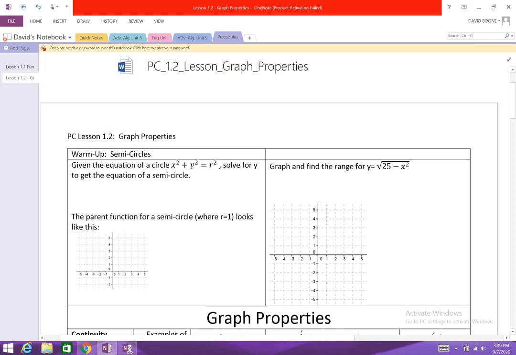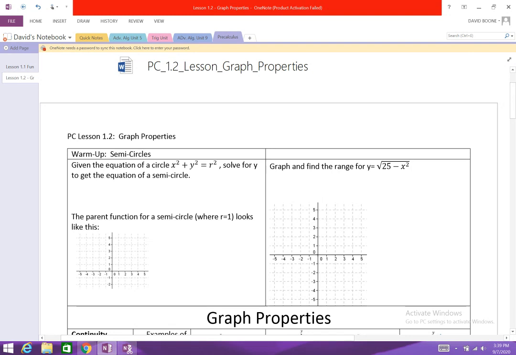Remember from last year, this would have told you that this circle is centered at the origin at 0, 0 because there's no adjustment to the x, no adjustment to the y. And this is the radius of that circle squared.